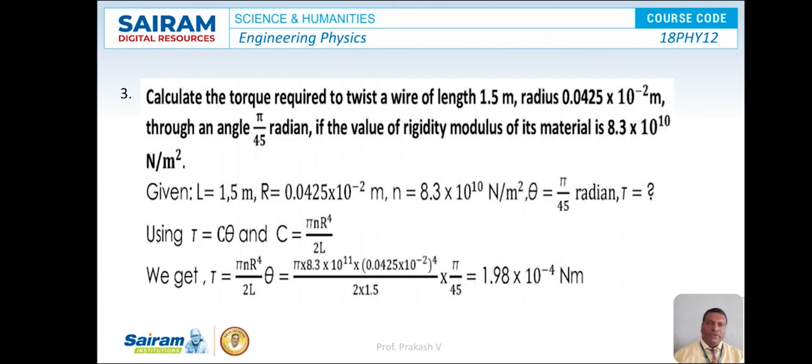So substitute the values here, that is pi into 8.3 into 10 to the power of 10 into 0.0425 into 10 to the power of minus 2 whole to the power of 4 divided by 2 into 1.5, and multiply the entire thing with pi by 45, that is theta. On simplification, the torque tau is given by 1.98 into 10 to the power of minus 4 Newton meter. So this is the answer for the given problem.